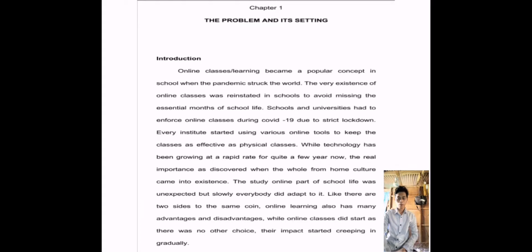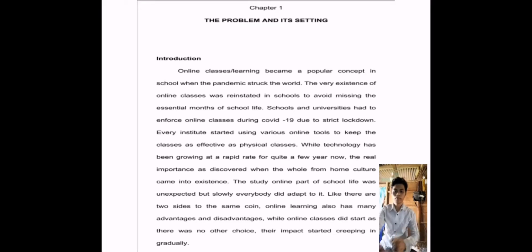While technology has been growing at a rapid rate for quite a few years now, the real importance was discovered when the work-from-home culture came into existence. The study-online part of school life was unexpected, but slowly everybody did adapt to it. Like there are two sides to the same coin, online learning also has many advantages and disadvantages. While online classes did start as there was no other choice, their impact started creeping in gradually.